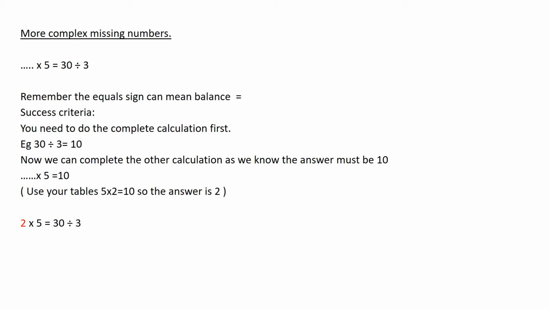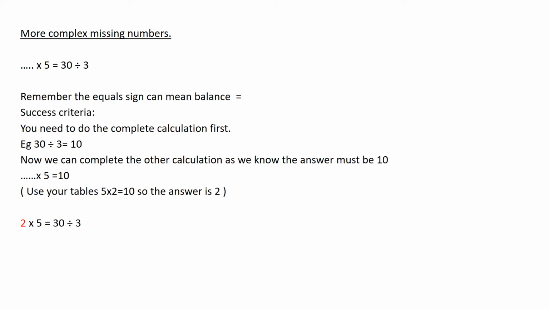So there's 2 separate calculations with these missing number problems. First of all, remember that equal sign also means balance. So what is on one side of the equal sign has to balance and be exactly the same as what's on the other side. So in order to work these out, you need to do the complete calculation first. And looking at this one, the complete calculation is 30 divided by 3. So I know the answer to that is 10.